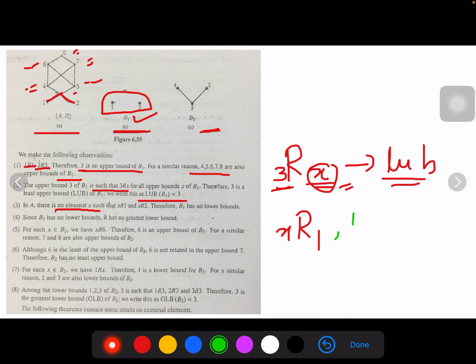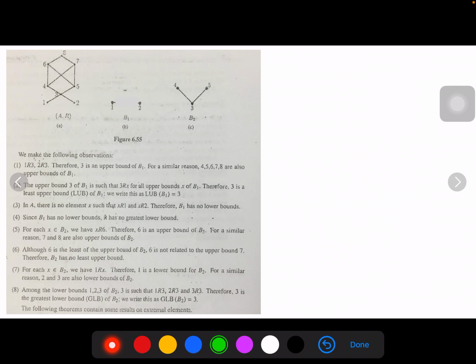and x related to 2. So, to find the lower bounds for this, the upper bounds are over, right? For lower bounds, there are no other elements here in the set A. Below 1 and 2 there are no elements. That is why there are no lower bounds at all. Since B1 does not have any lower bounds, there is no chance of getting a greatest lower bound either.